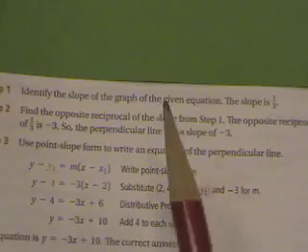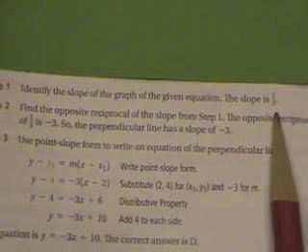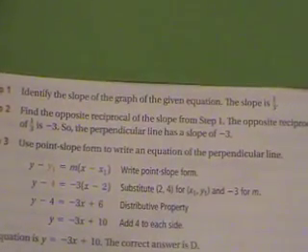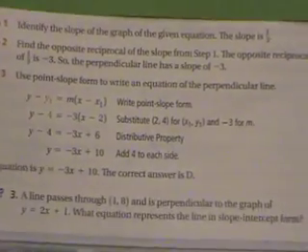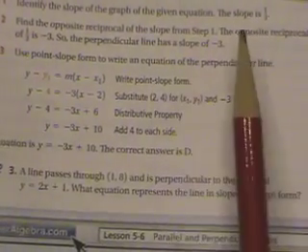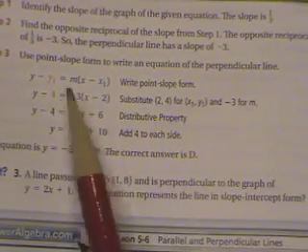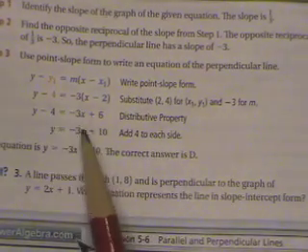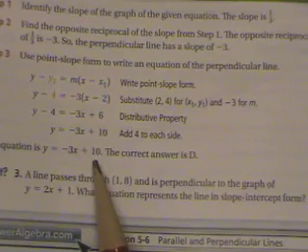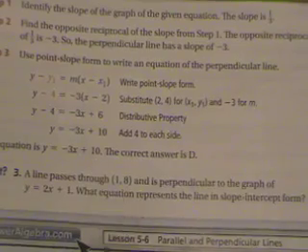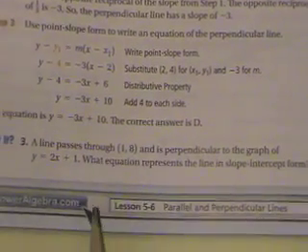So, as you know, the slope is 1/3. The opposite reciprocal of 1/3 is -3. So now we have a point and we have the slope. So use point-slope form, substitute in what you know, distribute, turn it into slope-intercept form, because that's what they asked for in the original question, and you're done.